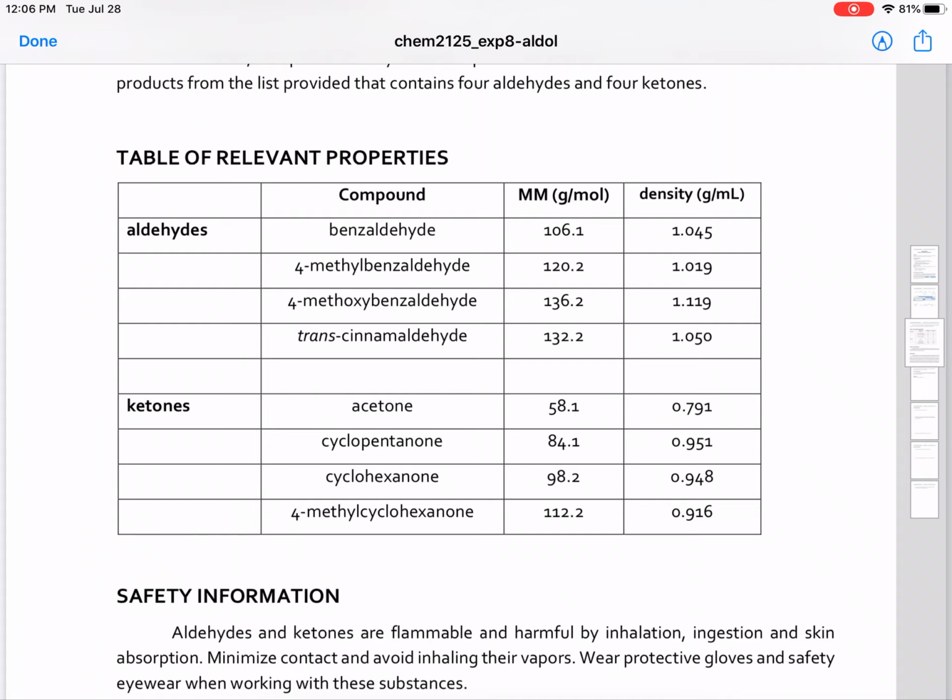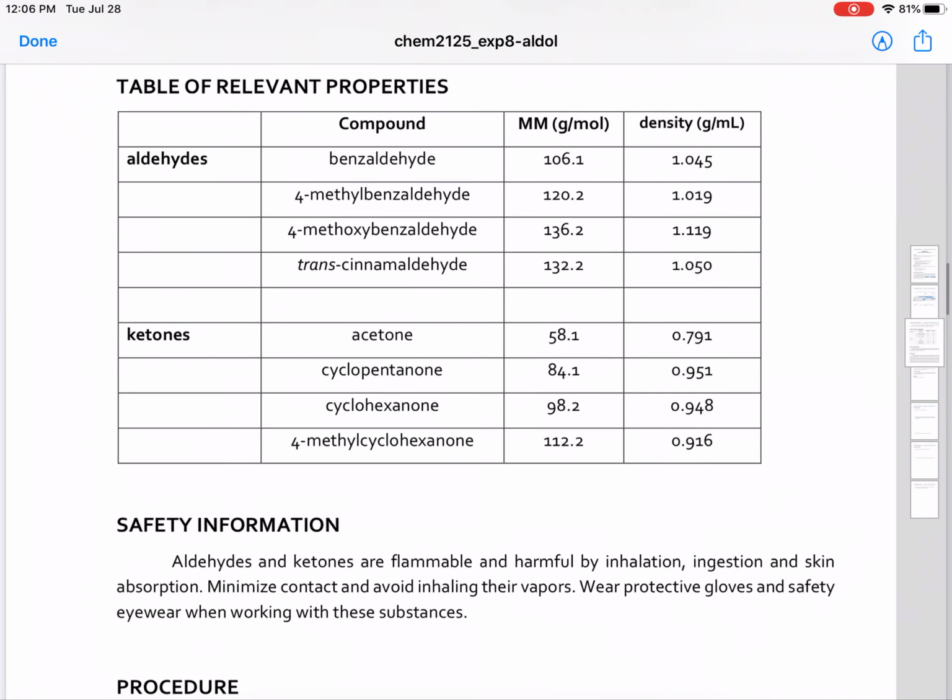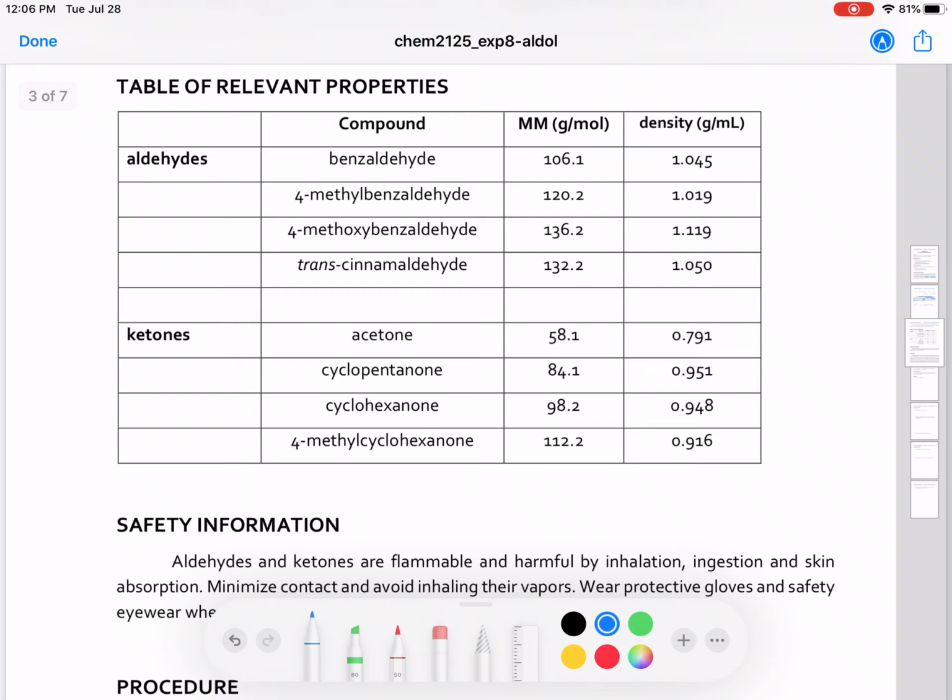But your virtual lab will show you the condensation of benzaldehyde with cyclohexanone. So make sure to watch the video. So you're going to be looking at benzaldehyde and cyclohexanone condensation.